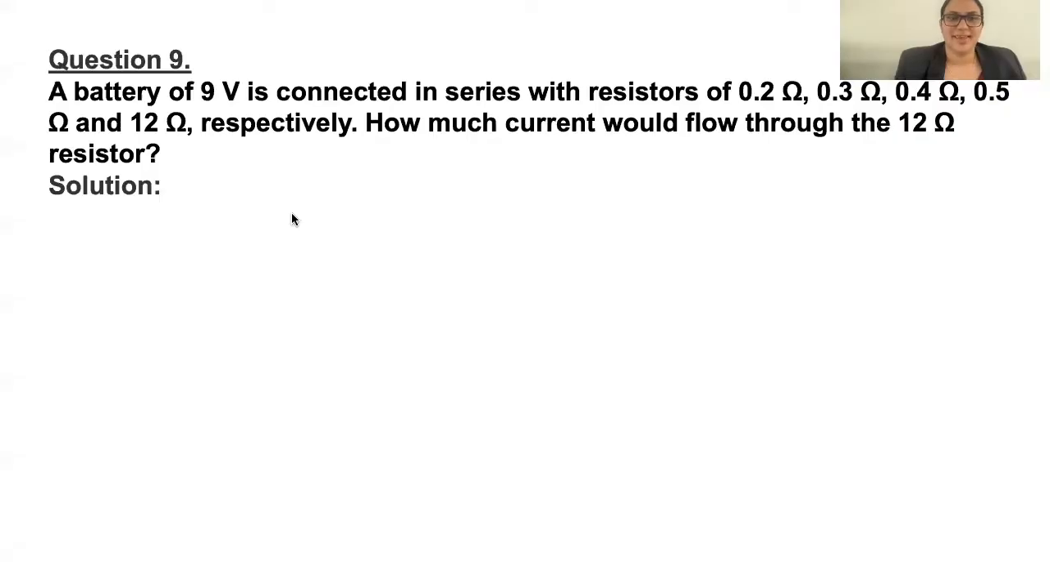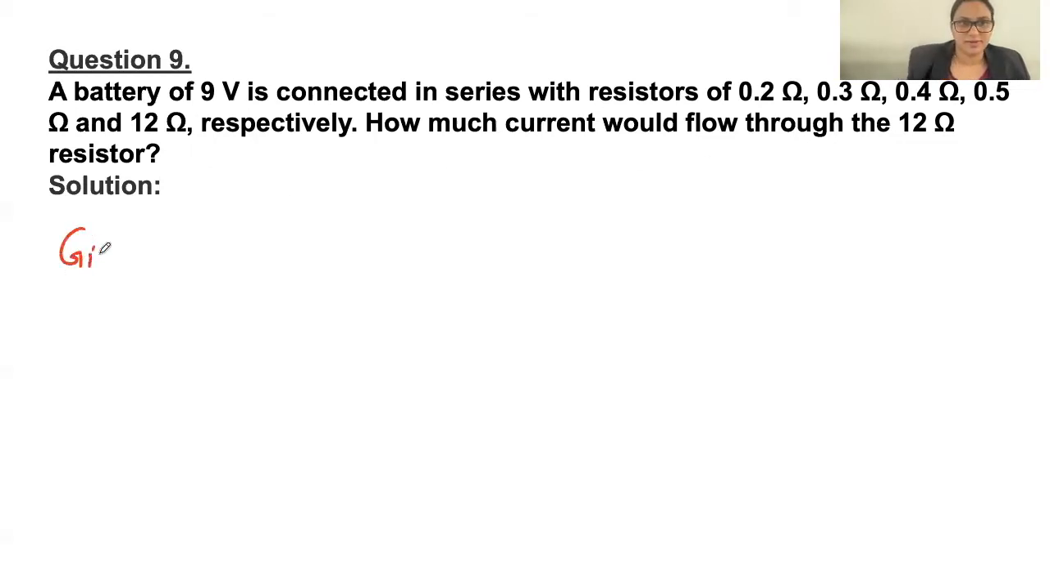Next question. A battery of 9 volt is connected in series with resistors 0.2 ohm, 0.3, 0.4, 0.5 and 12 ohm respectively. How much current would flow through the 12 ohm resistor? We already learned that in series combination of resistors, the current is same at every part of the circuit. So there is no division of current. So what we do here, first we will calculate the equivalent resistance of this series connection. Then we can calculate the current flow through the 12 ohm resistor.